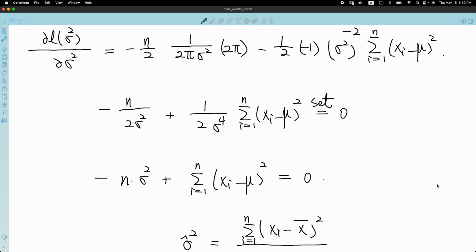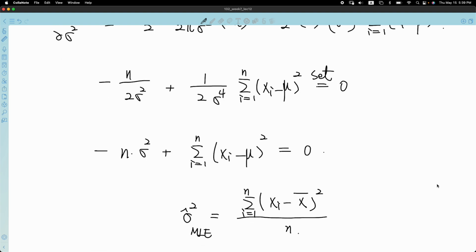We are using hat for signifying it as a... Sorry, what? We are using sigma square hat for what? For like in the last one line. Yes, because that's your estimator.